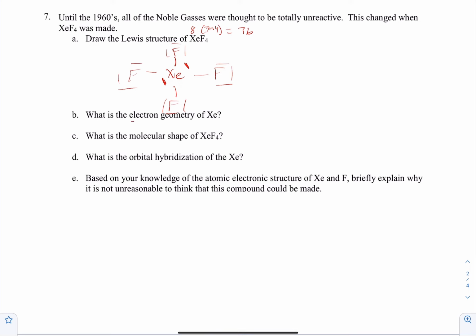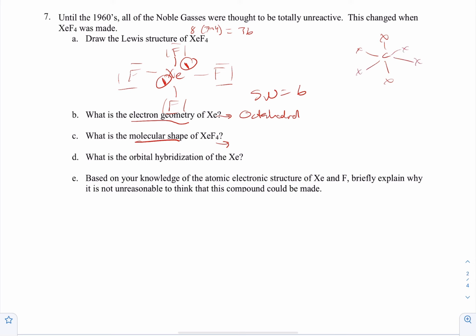Now, they're asking for the electron geometry. That's just based off the steric number, which is 6, right? So that means this is going to be octahedral. I don't have to look at any lone pairs yet until I get to molecular shape. Okay, but for the molecular shape, when I have 2 lone pairs like this, the lone pairs actually go on the axial plane in this case. So here's my equatorial plane, here's my axial plane, and here's my equatorial plane.